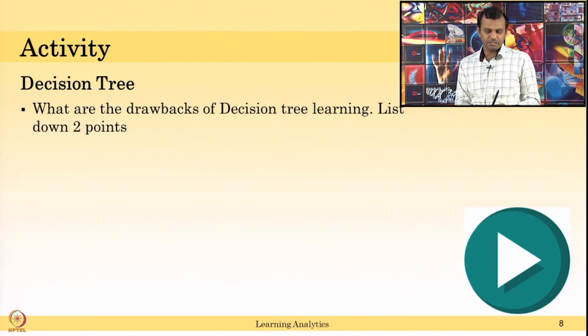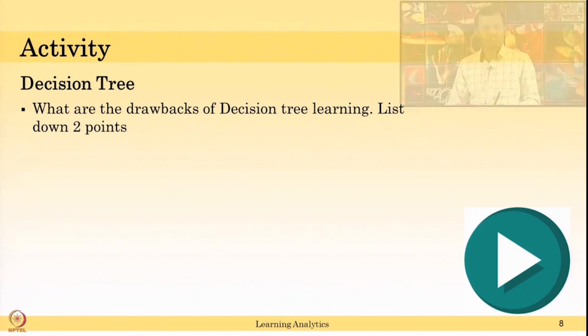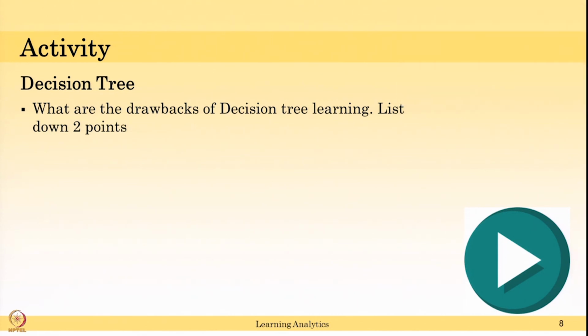So, you have seen the decision tree, right. What are the drawbacks of decision tree learning? List down 2 points. Please list them down. After listing them down, resume the video to continue.